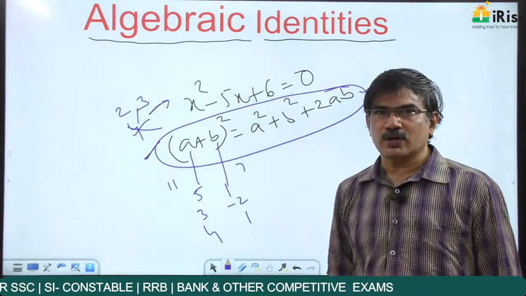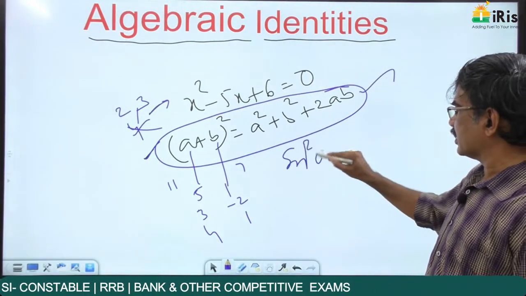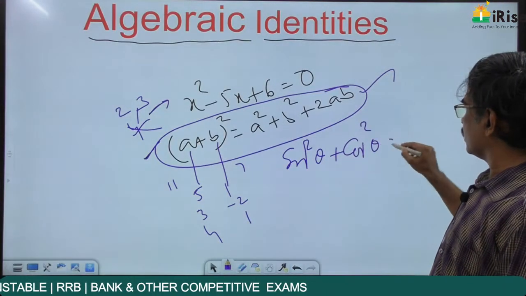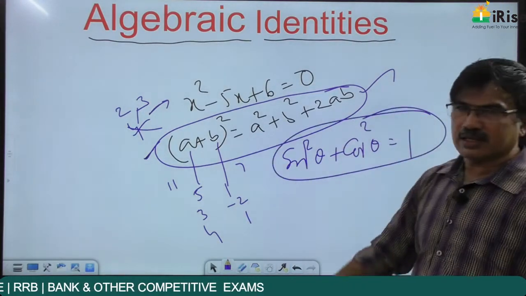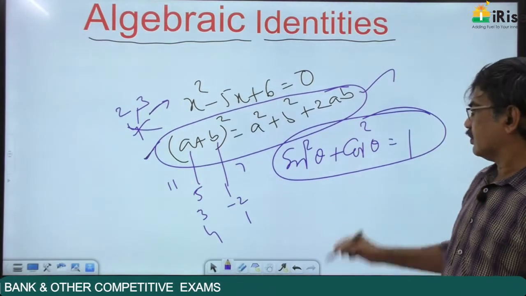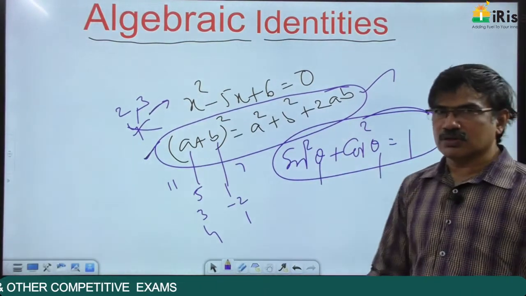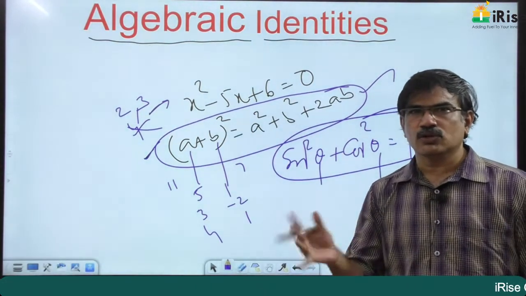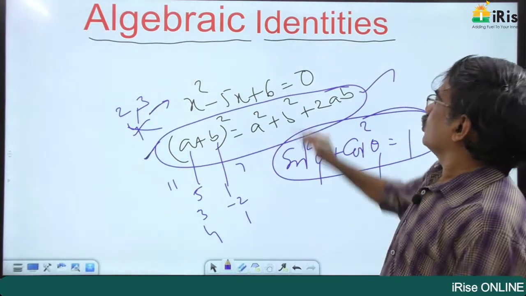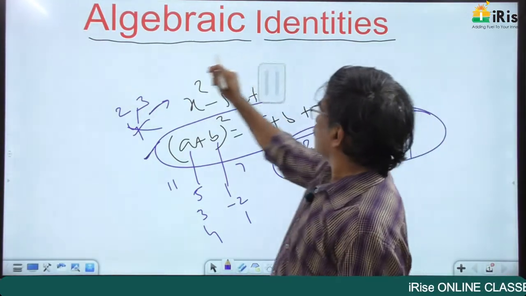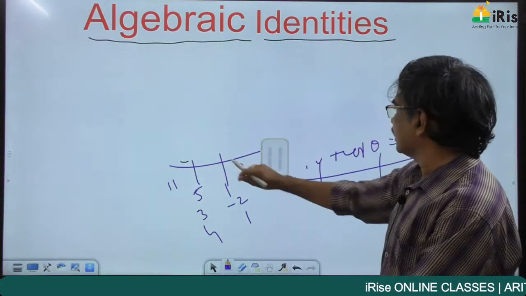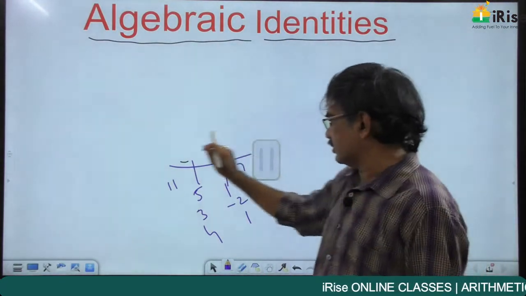Even in trigonometry we have identities. Sin square theta plus cos square theta is equal to 1. This is called a trigonometric identity. For any value of theta, sin square theta plus cos square theta is always equal to 1. So an identity is an equation satisfied by any set of values of the variables.